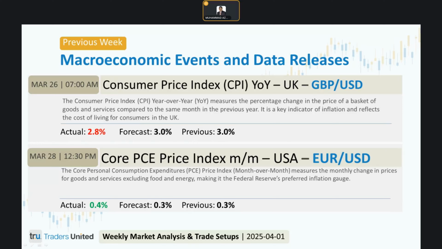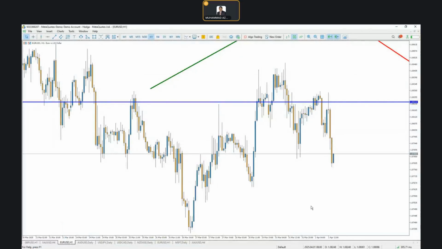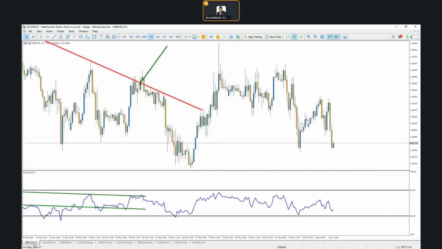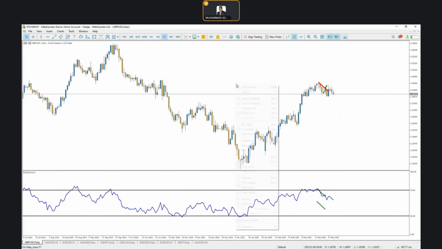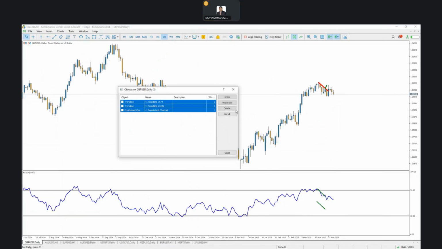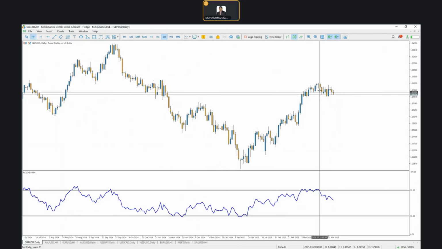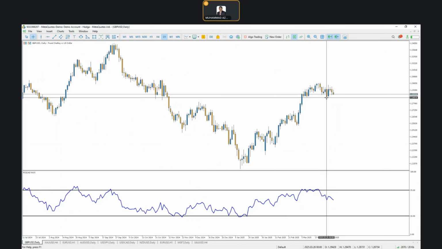GBPUSD dropped. Let me show you the chart of GBPUSD currency pair. So over here, this is the GBPUSD currency pair, and if I go over to a daily time frame, delete all of this. See, we got the drop in price section of GBPUSD currency pair. So it dropped lower, reflecting bearish sentiment towards the pound in response to slowing inflation.